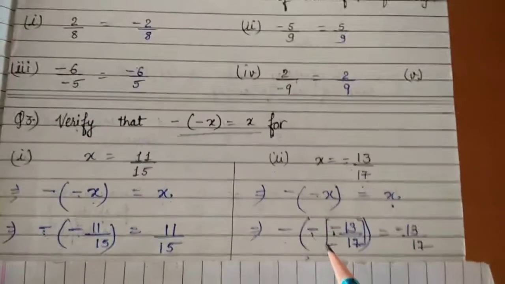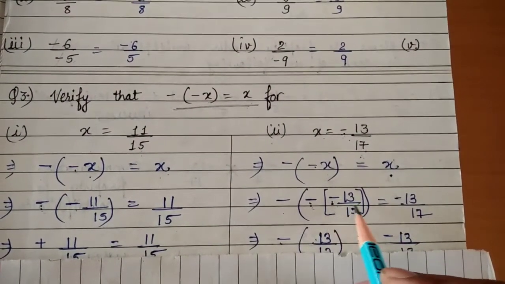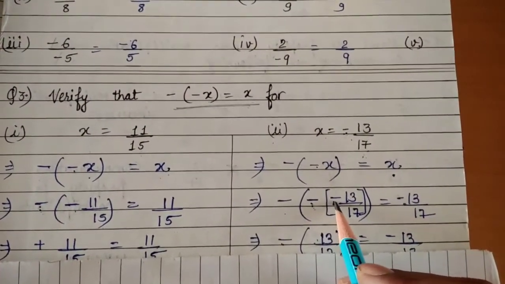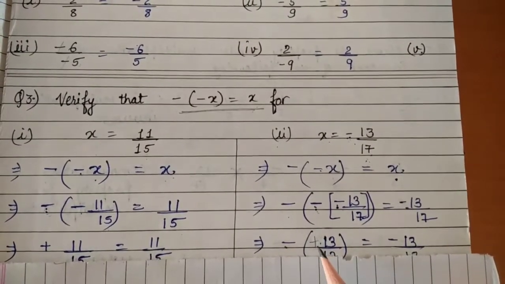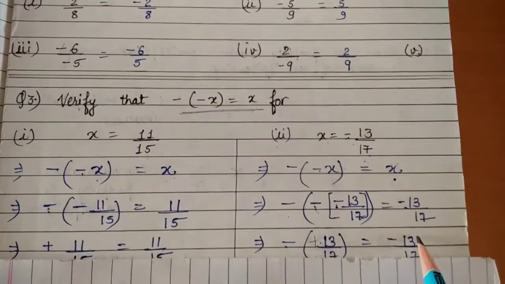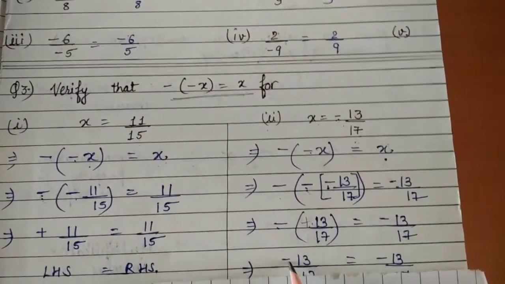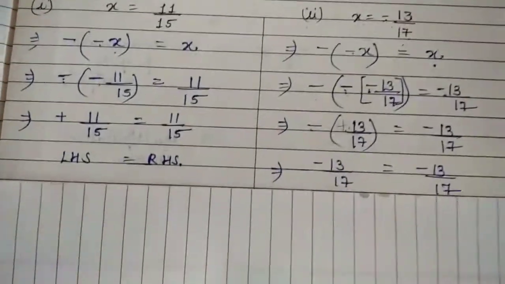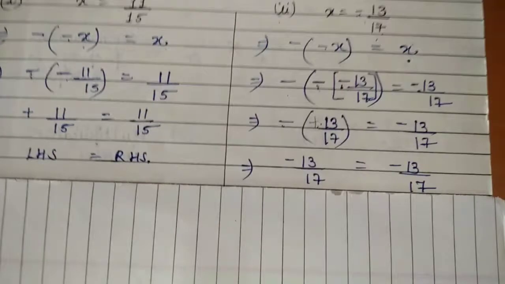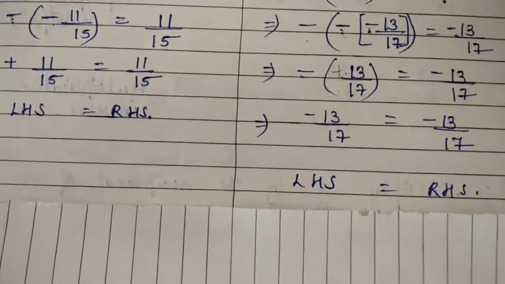Now simply when you open the middle bracket, minus plus, here we have a plus symbol, and this minus 13 upon 17 will remain the same. Minus plus minus, this side we have minus 13 upon 17, this side we have minus 13 upon 17. It means we can say our LHS is equal to RHS.